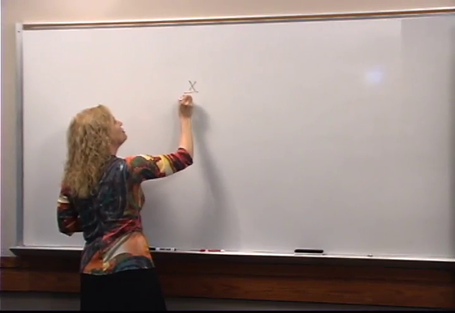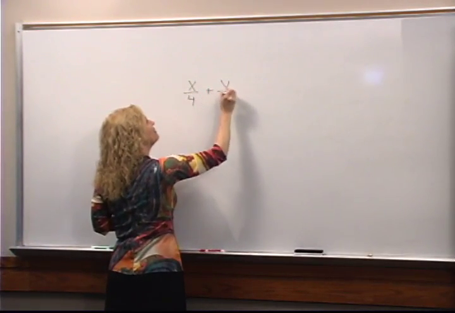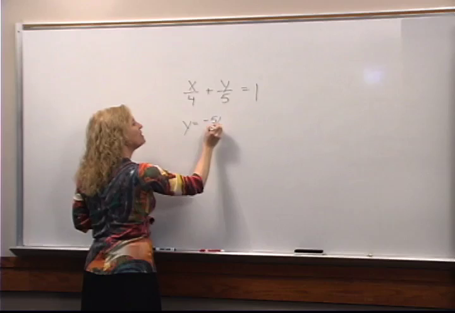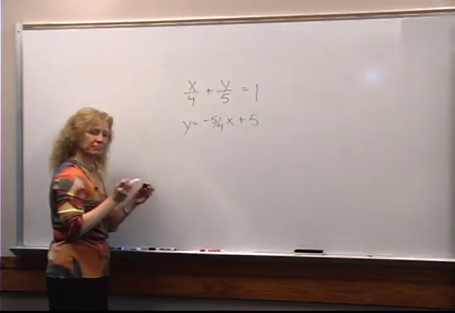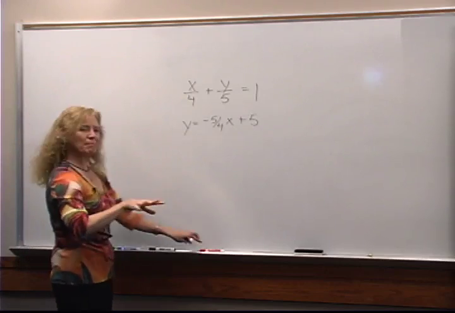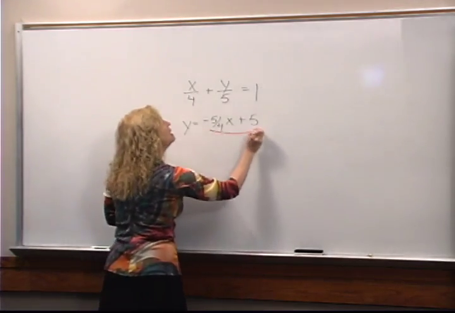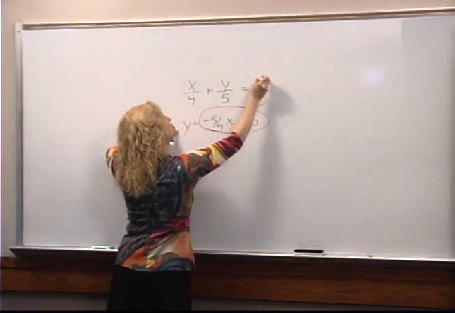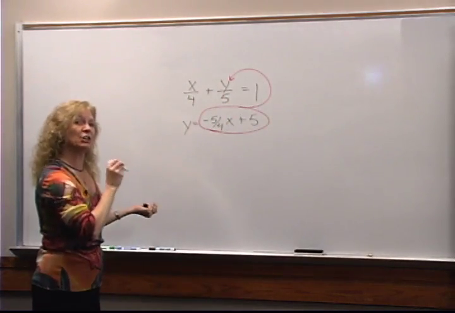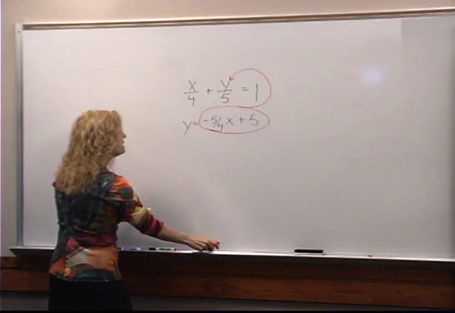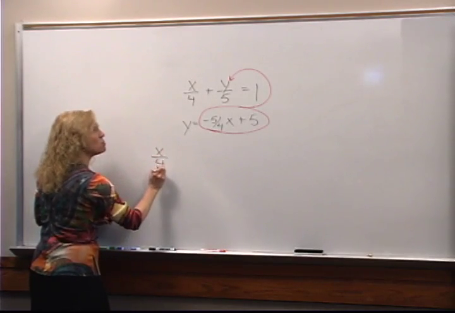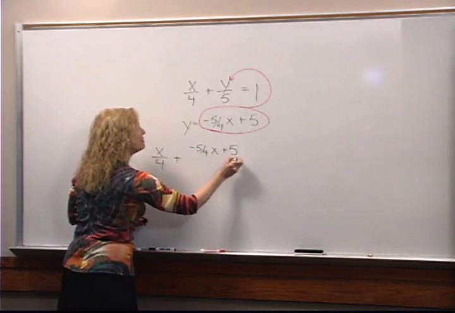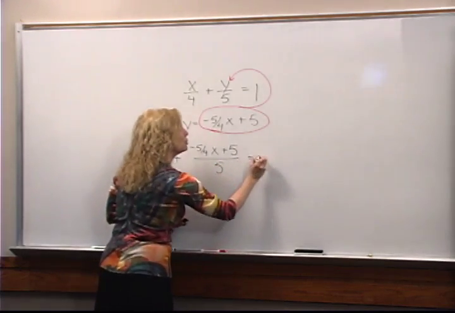If I have x over 4 plus y over 5 is equal to 1, and I have y equals -5/4 x plus 5. Okay. Well, I'm going to do a substitution, and it might look scary to you, but I think we'll be fine. I'm going to take what y equals. I know what y equals. And then I'm going to substitute it for y into the other equation. So then I end up with x over 4 plus (-5/4 x plus 5) divided by 5 is equal to 1.